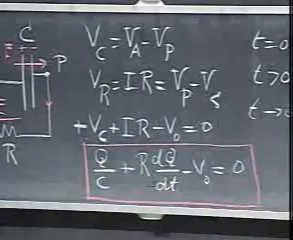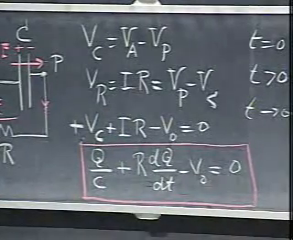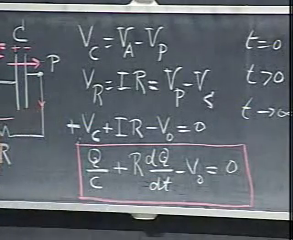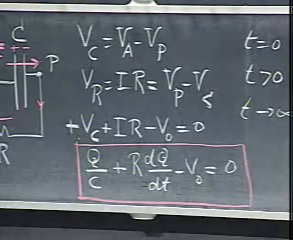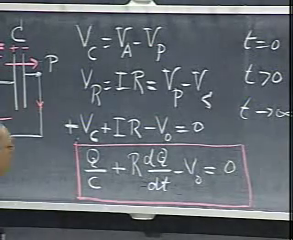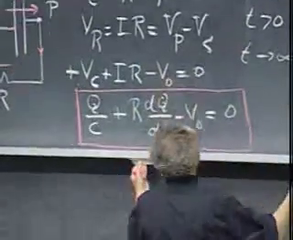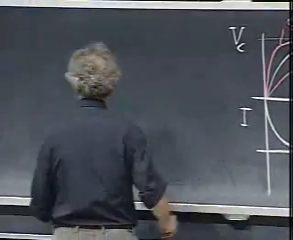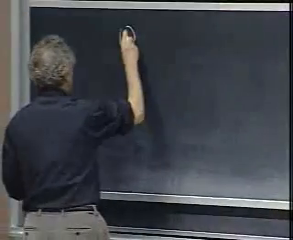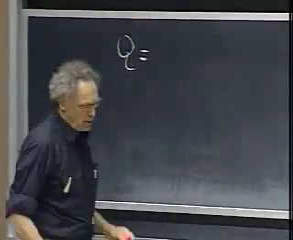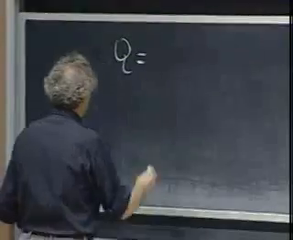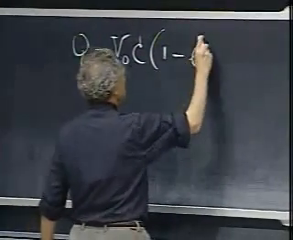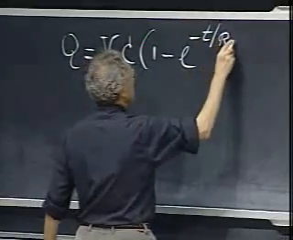And this is a differential equation in Q. We've seen an identical differential equation. It was not in Q, it was in I, but it had, of course, a completely similar solution. And the solution to this differential equation is actually quite simple. I will put it on this board. Q, so this is going to be Q as a function of time, is V0 C times 1 minus e to the minus t over RC.